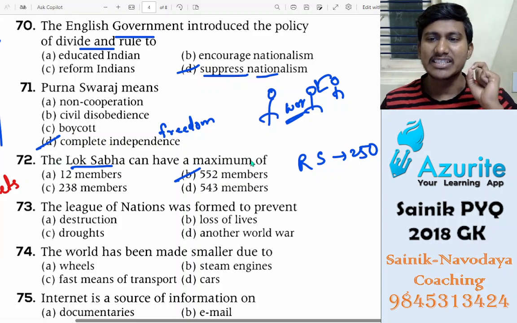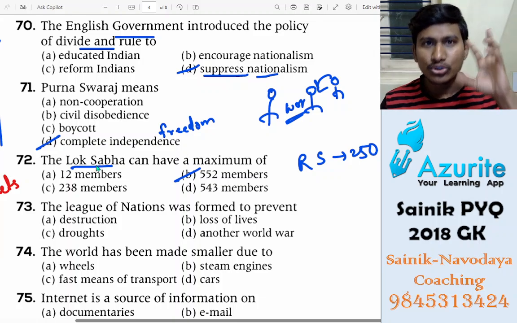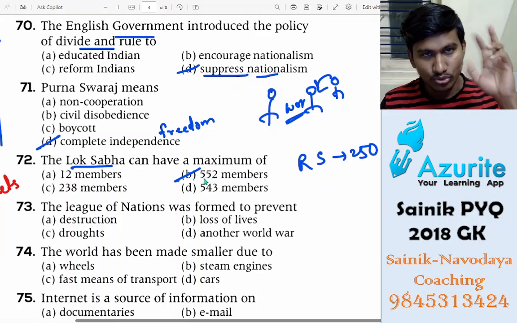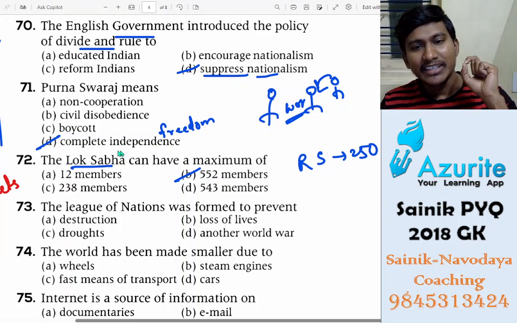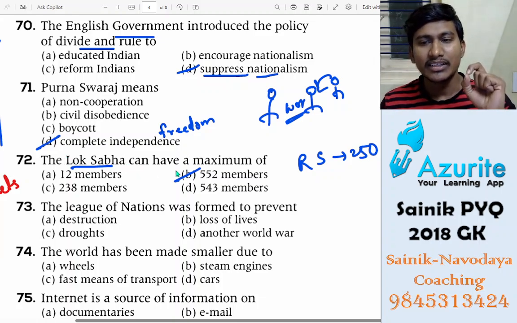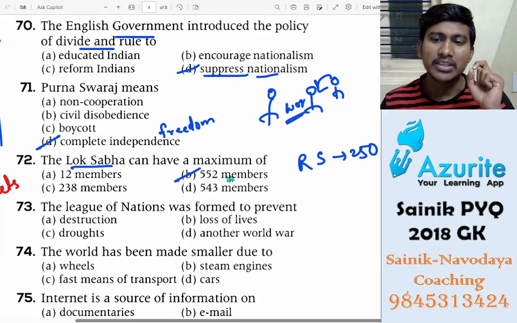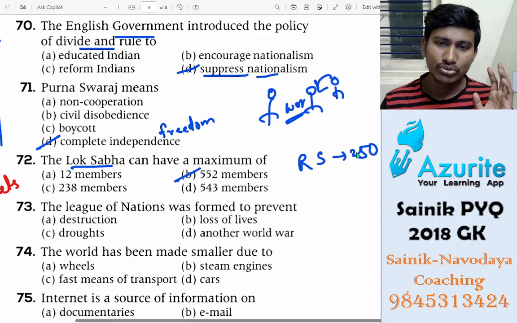Lok Sabha maximum number of members will be 552, option B. That is Lok Sabha, you elect the MP, right? Member of Parliament, MP. That is you elect in the district, right? That is the person who is elected to the Lok Sabha. Understand? That is the lower house. So Lok Sabha is the lower house, right? That is 552 members. And you know Rajya Sabha, right? So Rajya Sabha is 250 members. How many members? 250 members. That is the upper house. Okay, understand?